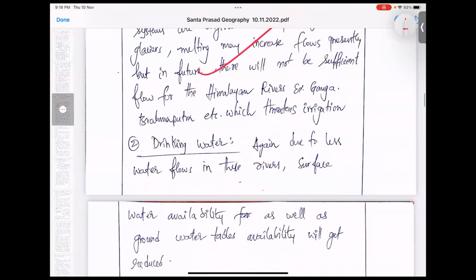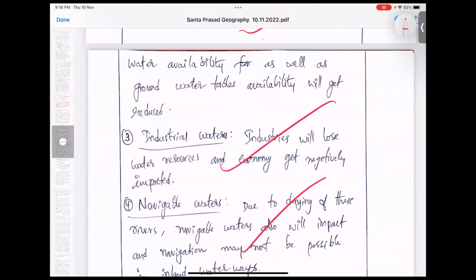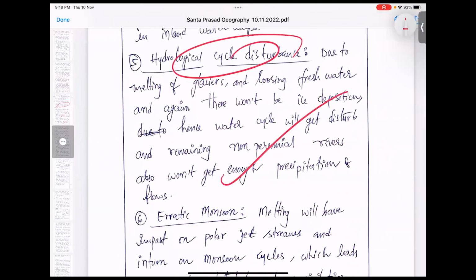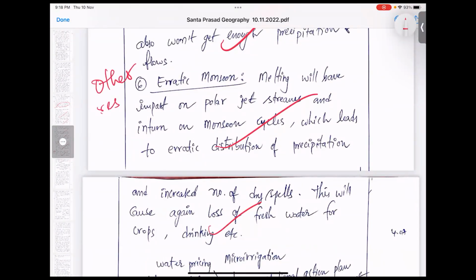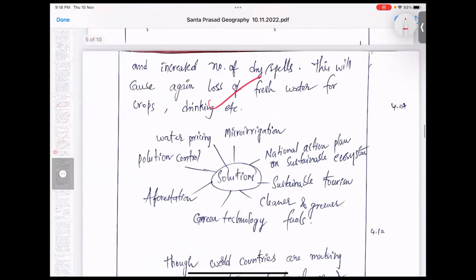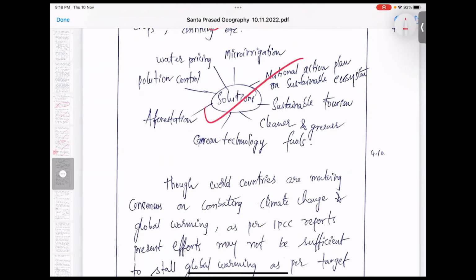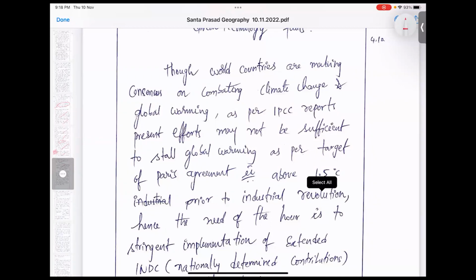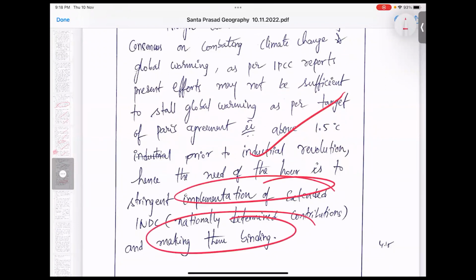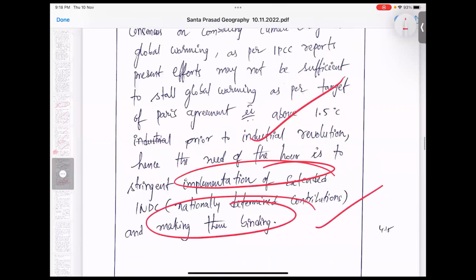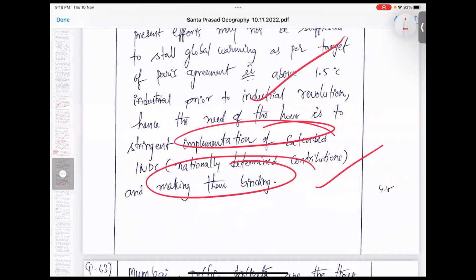Irrigation water, drinking water, industrial water, navigation water, erratic monsoon. Yes, this can be part of other resources, other impact. Other impact, you take one column and write that. Solutions are good. Good conclusion. And you write somewhere that making them binding and preserve such delicate ecosystem. Clear, Shanta Prasad?